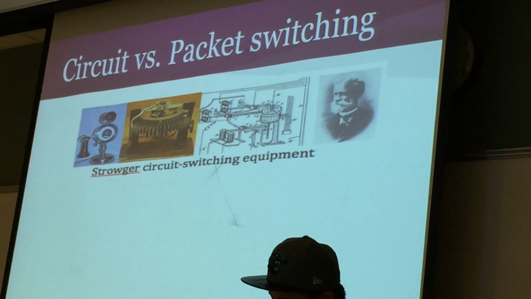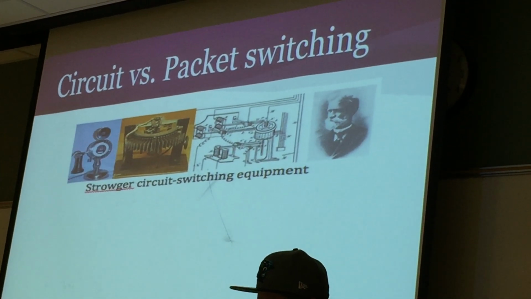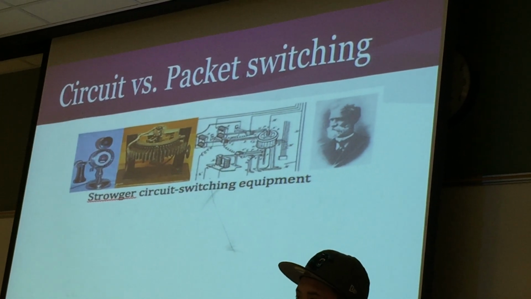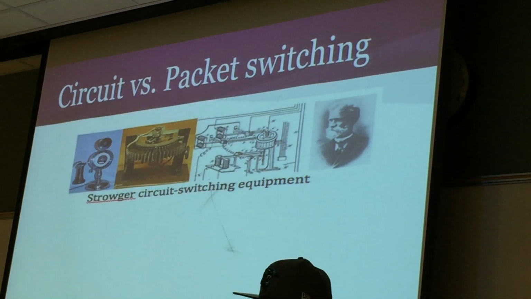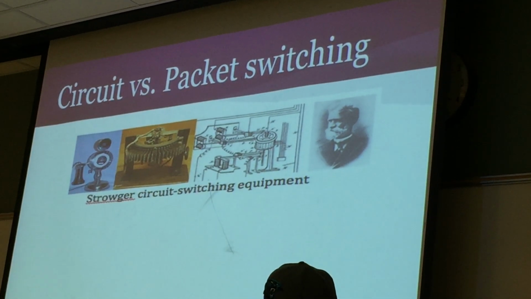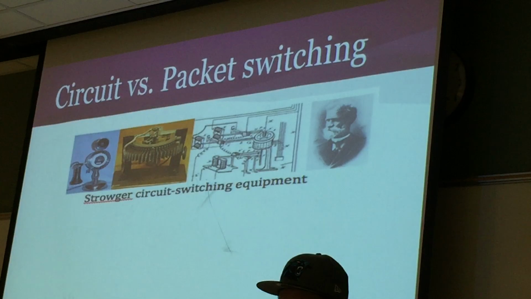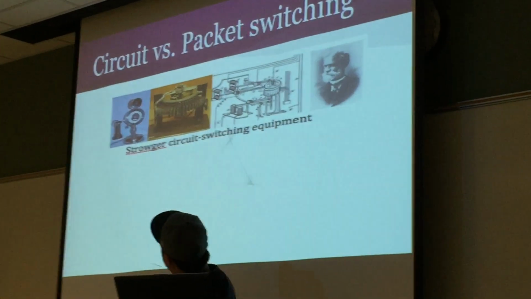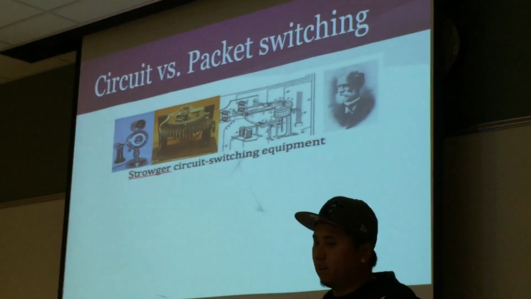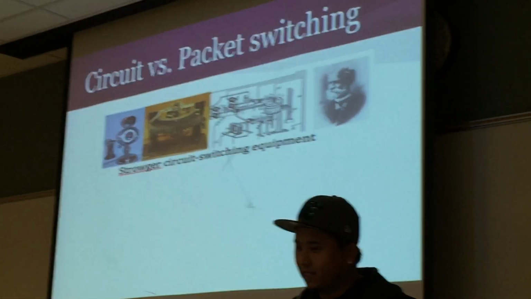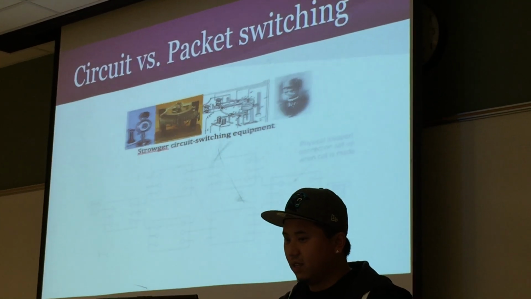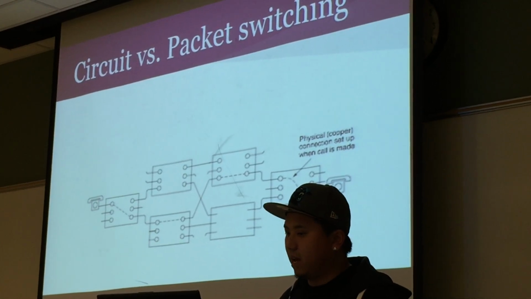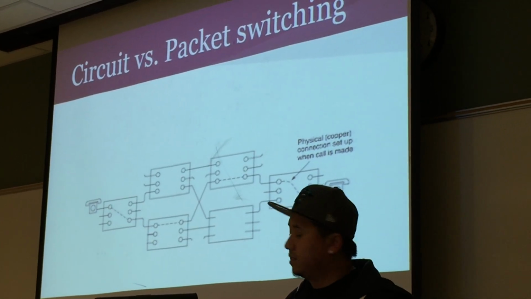Almon B. Strowger, I believe that's how you say it, was the first to invent automatic telephone switching, which eliminated manual switching, which we saw earlier. This diagram just shows you how it looked. That's basically what it is, and you can imagine a lot of those together in one room. And this diagram right here shows how a connection would be made from one end to another.